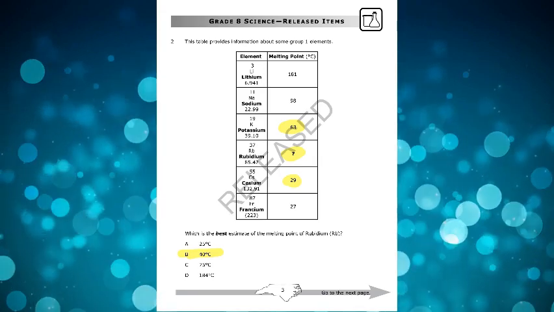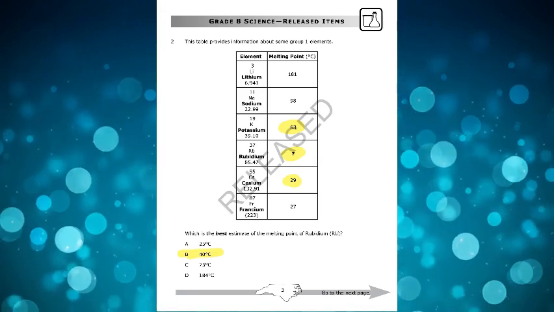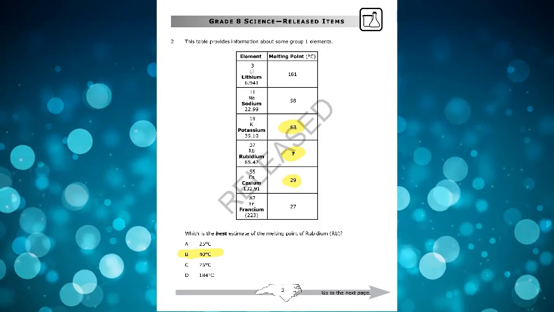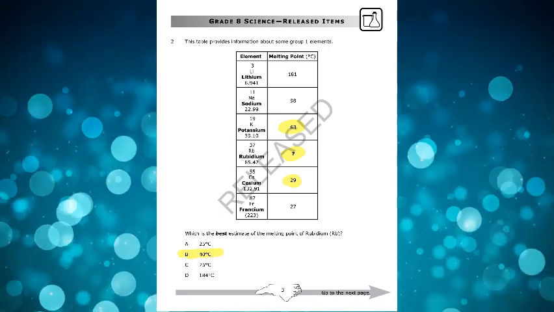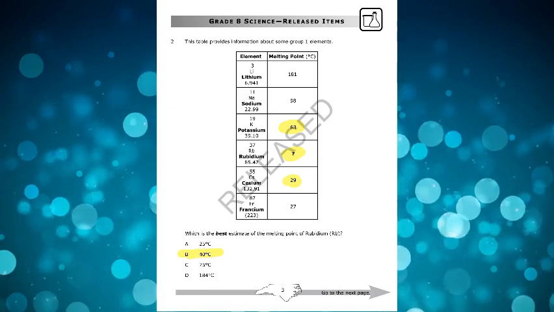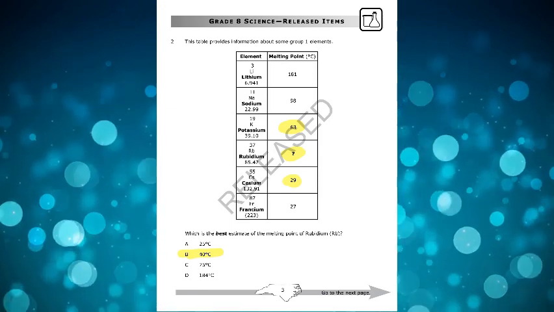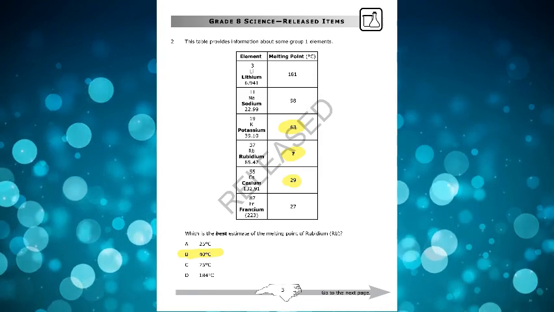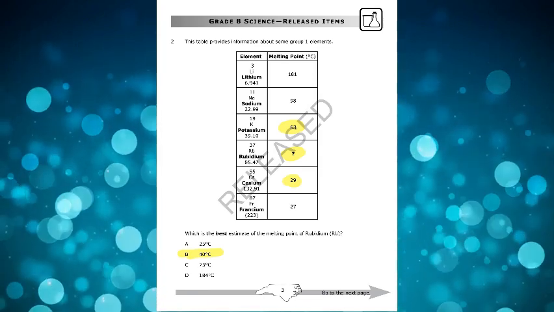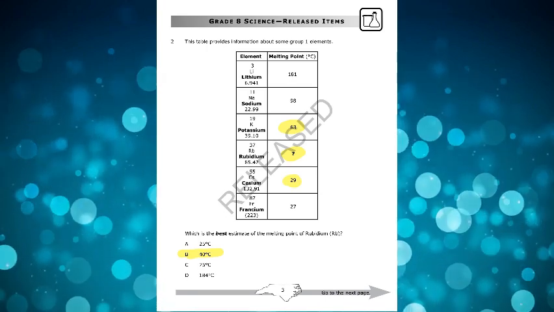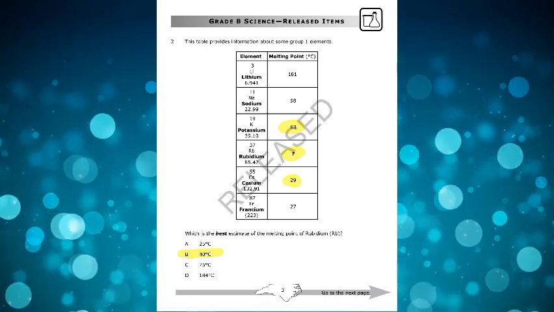So we can pretty much guess that rubidium, if it follows the same pattern, its melting point is going to be somewhere between potassium and calcium. And so we've got to pick a number that's going to fall somewhere between there. With potassium's melting point being 63 and calcium's melting point being 29, we look for something that's between 63 and 29.